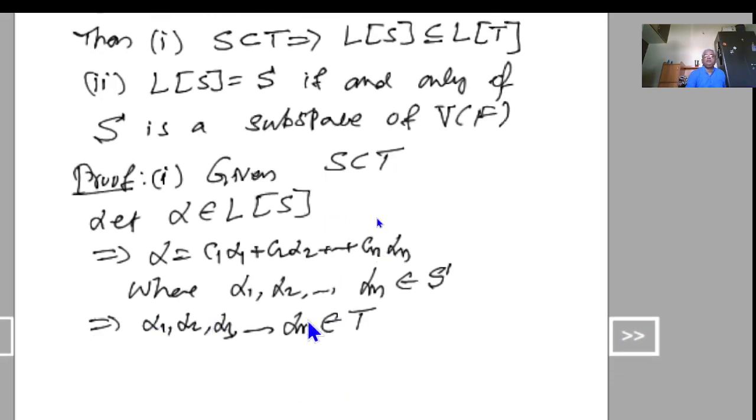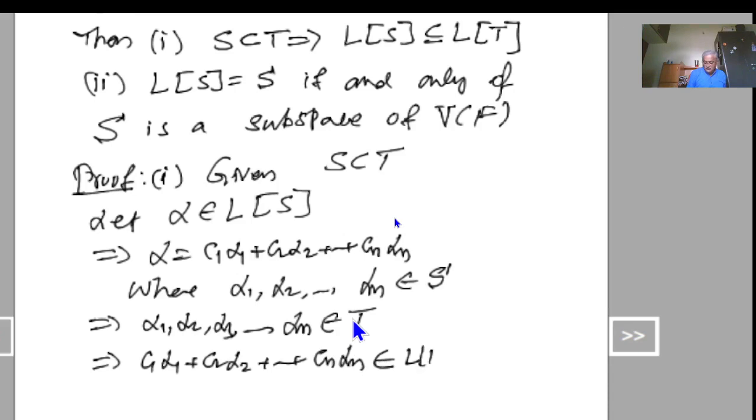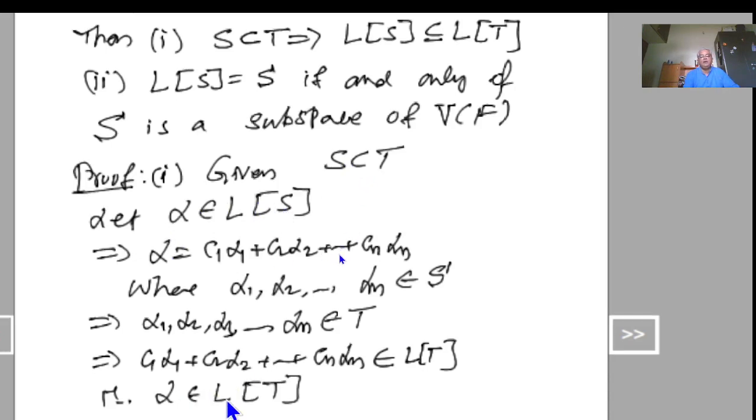And if these elements belong to T, then their linear combination must belong to its span, that is L of T. That is, this implies C1 alpha 1 plus C2 alpha 2 plus Cn alpha n belongs to L of T. What is C1 alpha 1 plus C2 alpha 2 plus Cn alpha n? This is nothing but alpha. That is, alpha belongs to L of T. Alpha belongs to L of S, we have taken, and we have proved that alpha belongs to L of T.